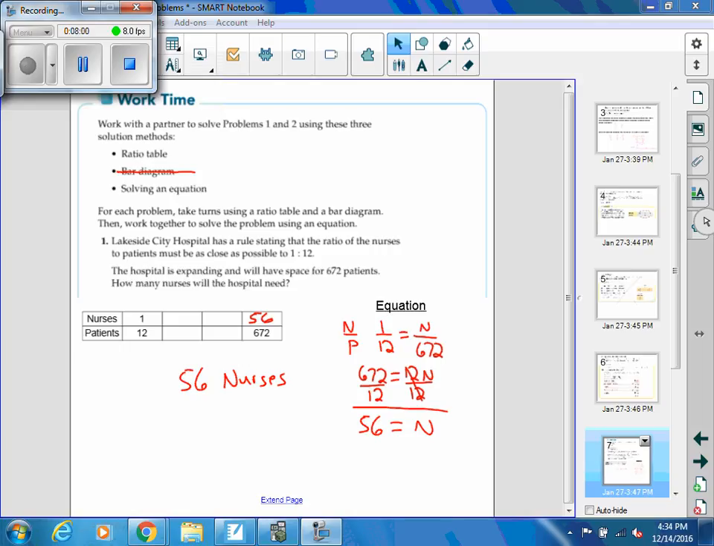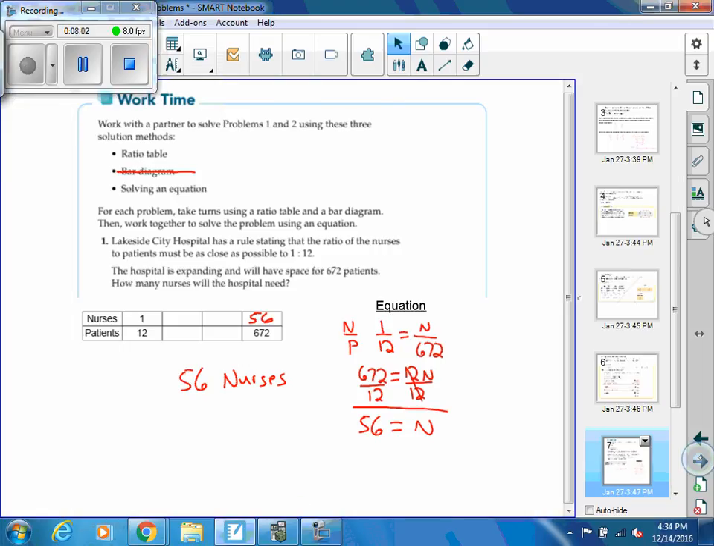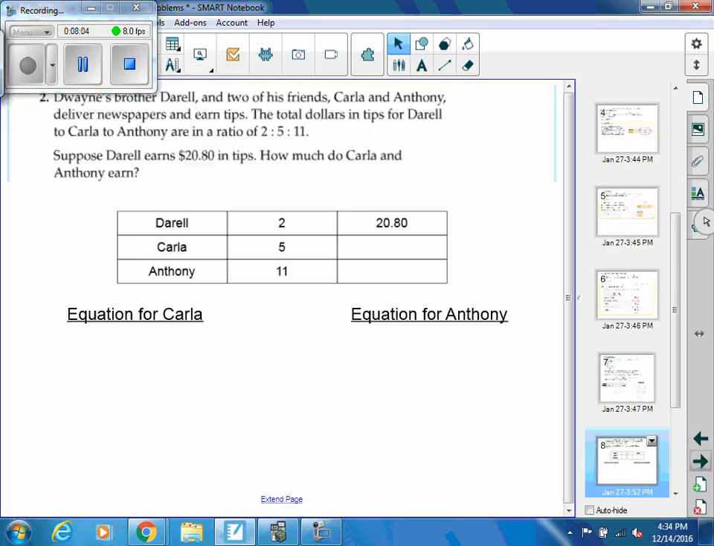Okay, going on to number 2. Dwayne's brother Daryl and 2 of his friends, Carla and Anthony, deliver newspapers and earn tips. The total dollars in tips for Daryl to Carla to Anthony are in a ratio of 2 to 5 to 11. Suppose Daryl earns $20.80 in tips. How much do Carla and Anthony earn?